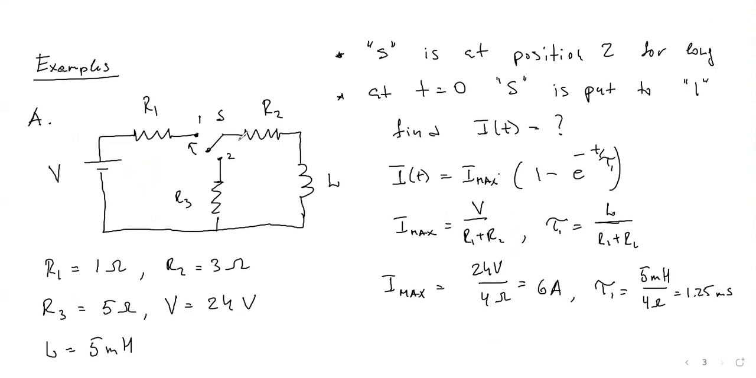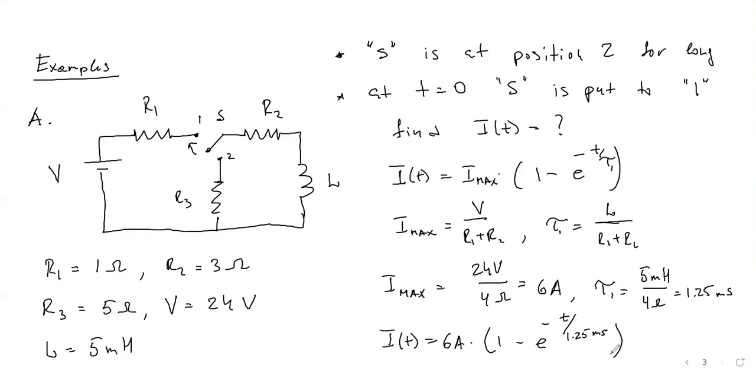So then we can write the solution there. The current as a function of time would be 6 ampere multiplied by 1 minus exponent of minus time over 1.25 milliseconds, something like this. So if I need to find the current at a certain time, I can plug in the time.